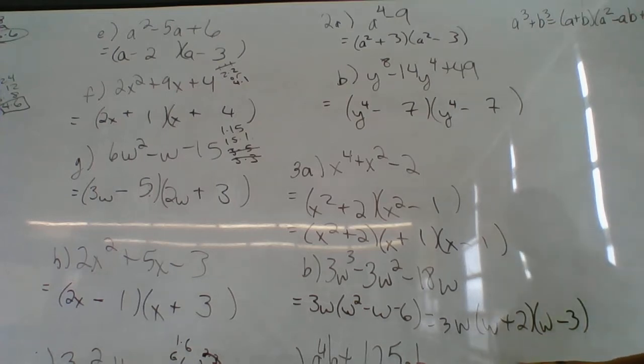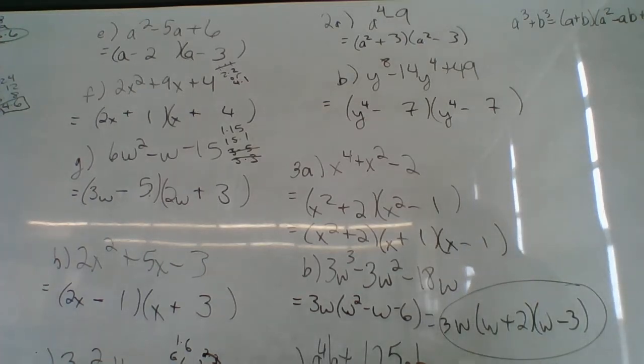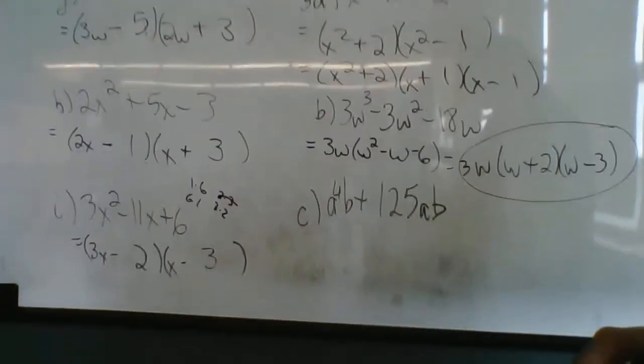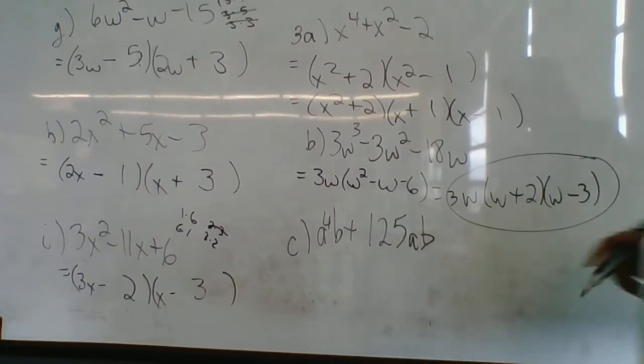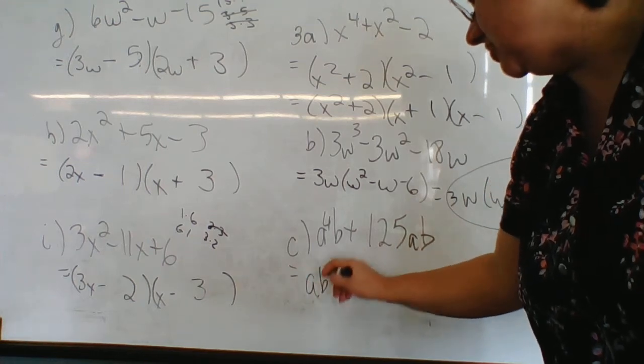W squared minus 3w plus 2w is a negative 1w. Positive times a negative is a negative. Here's your final answer. Beautifully done, everyone. One more down here. See this? Okay. What do they have in common? Well, they have an A and a B in common.